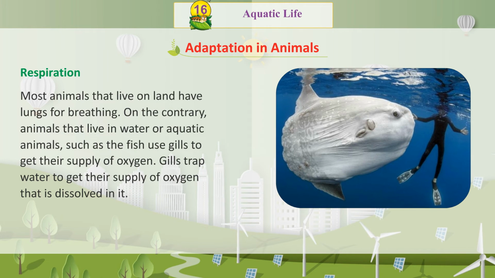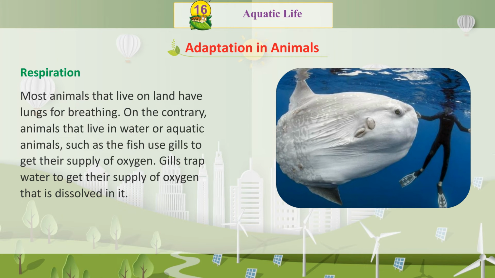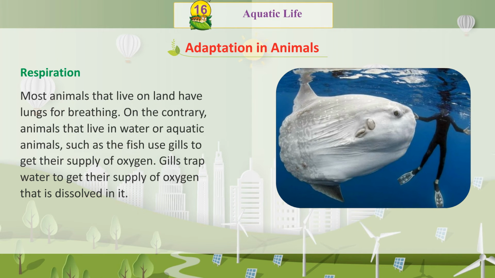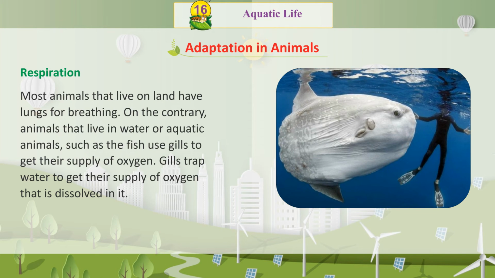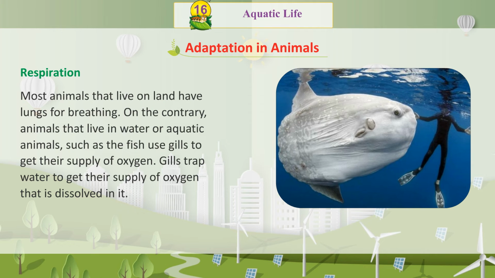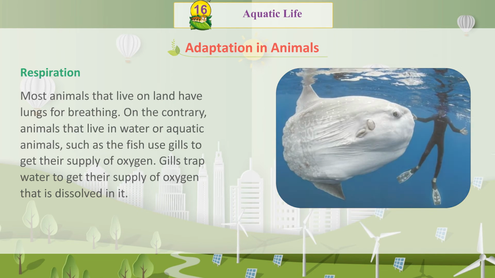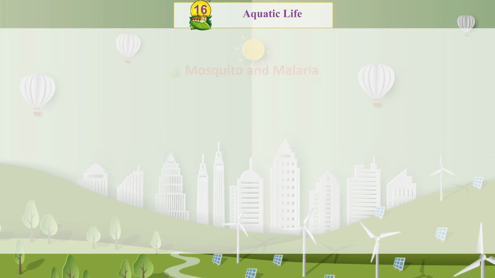Most animals that live on land have lungs for breathing. On the contrary, animals that live in water, or aquatic animals, such as fish, use gills to get their supply of oxygen. Gills trap water to get the oxygen that is dissolved in it. Knowledge window. Though mosquitoes bite all people, they prefer overweight people with O blood group.